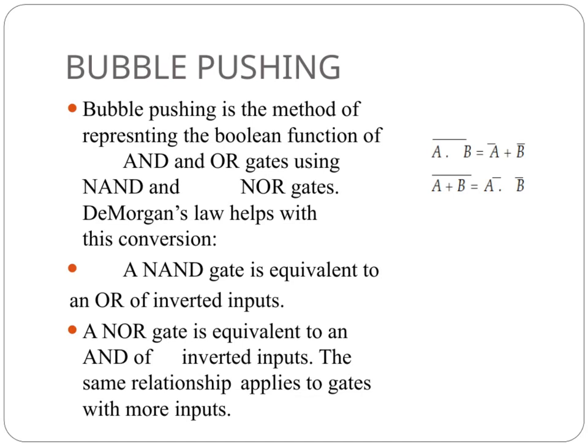Now, let's talk about bubble pushing. This technique is used to represent the Boolean functions of AND and OR gates by using NAND and NOR gates instead. The key to this conversion lies in De Morgan's law. Essentially, a NAND gate can be thought of as an OR gate with all inputs inverted before being ORed together. Similarly, a NOR gate acts like an AND gate, but again with all inputs inverted. This principle not only applies to simple two-input gates, but also extends to gates with multiple inputs. Understanding this relationship allows us to transform complex logic expressions into simpler forms using NAND and NOR gates, which are often more practical to implement in digital circuits.